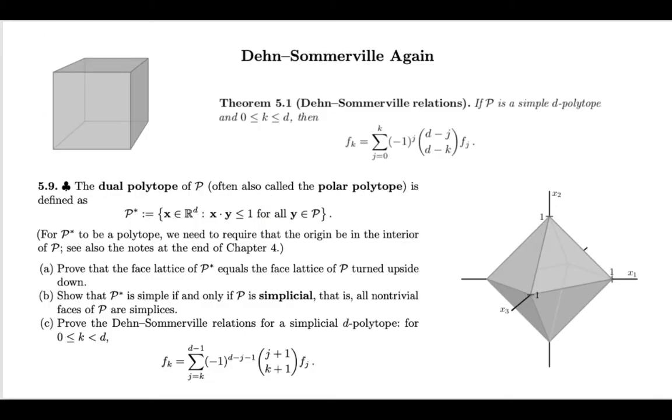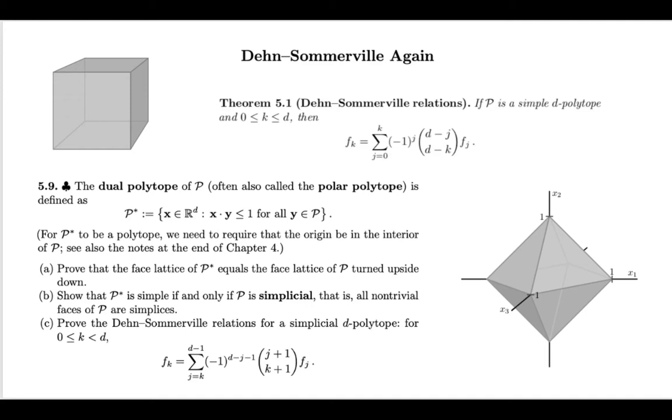Let me remind you about the Dehn-Somerville equations. We discussed them in chapter 5 for simple polytopes. A simple polytope is one where each vertex sees exactly d edges, if my polytope has dimension d. And the Dehn-Somerville equations for simple polytopes, you see here, theorem 5.1. For us, this was a corollary of sort of an Ehrhart polynomial setup.